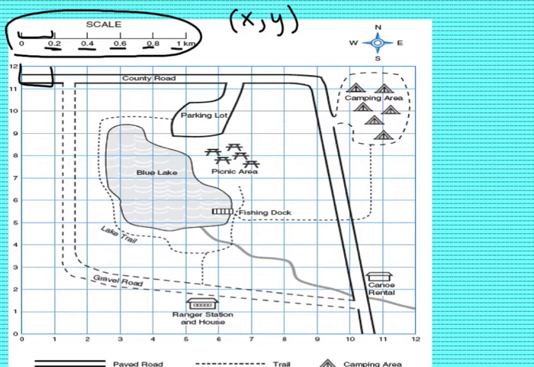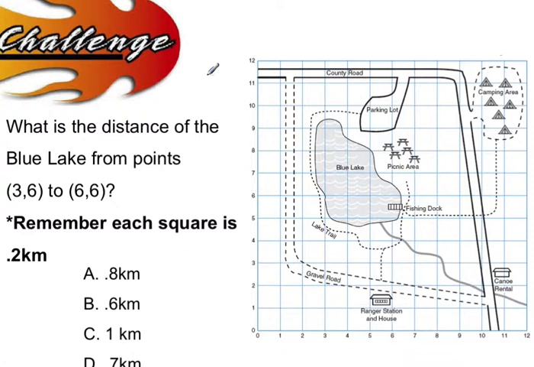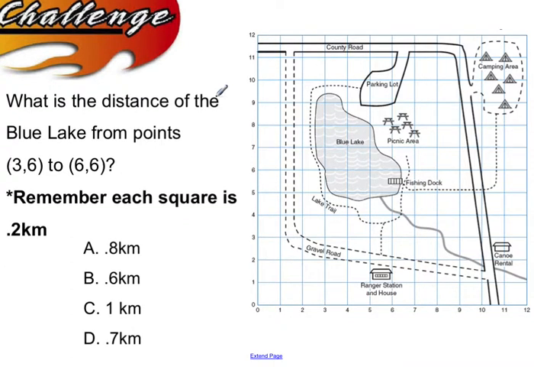Okay, so now for the challenge question that we'd love for everyone to please try. You can write the answer right in your notebook so we can check it tomorrow. The challenge question is, what is the distance of the blue lake? Here's the blue lake right here on the map. What is the distance of the blue lake from points 3, 6 to 6, 6? So you're going to find 3, 6, put a little dot maybe. You're going to find 6, 6, put another little dot, and then measure the distance between those two.